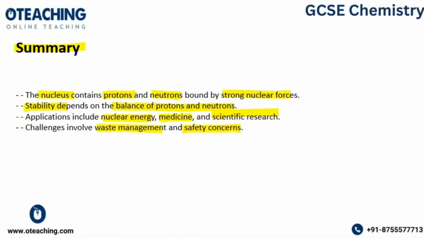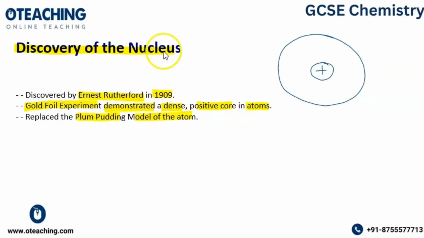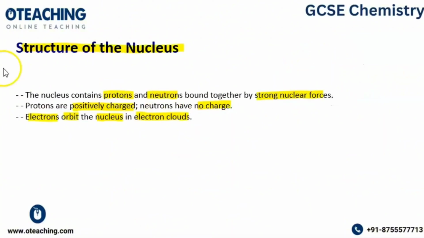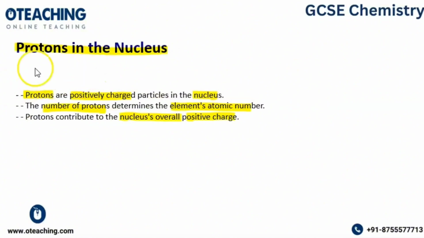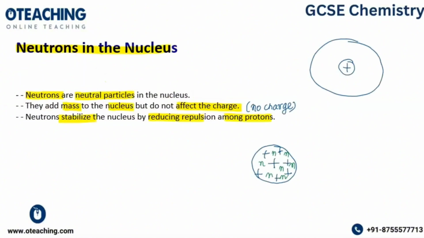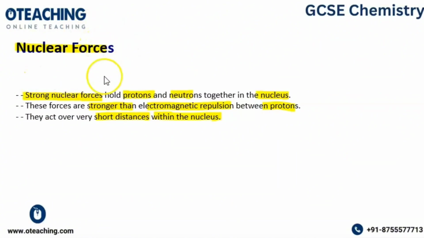So what all did we study in this lecture? First, we got to know about the discovery of the nucleus by Ernest Rutherford in the year 1909 through his gold foil experiment. Then we studied the structure of the nucleus, that it contains protons and neutrons. Protons are positively charged, neutrons have no charge, and electrons orbit the nucleus. Then we studied the nuclear forces, that they are strong nuclear forces which act over short distances.